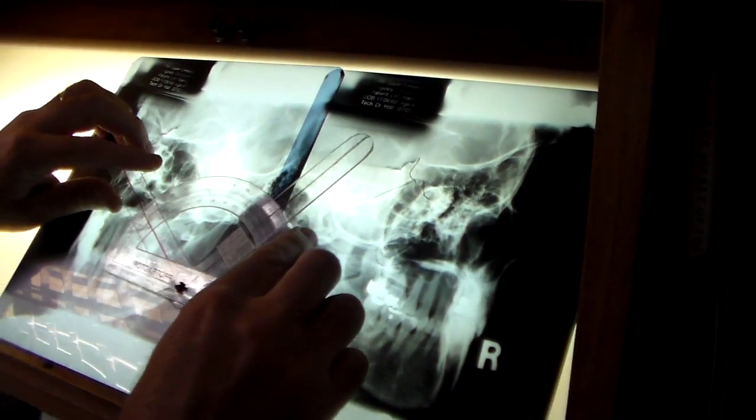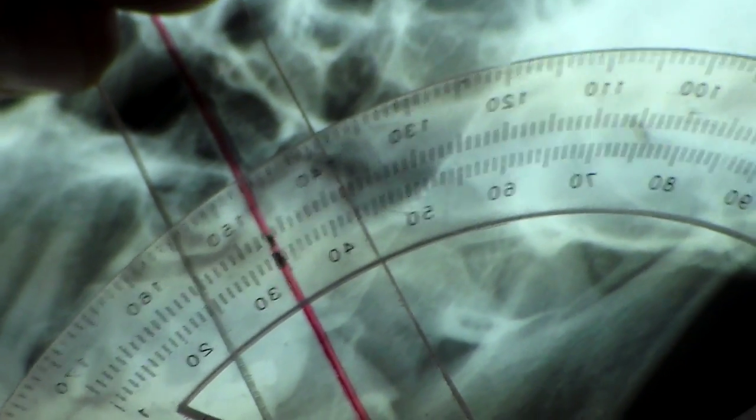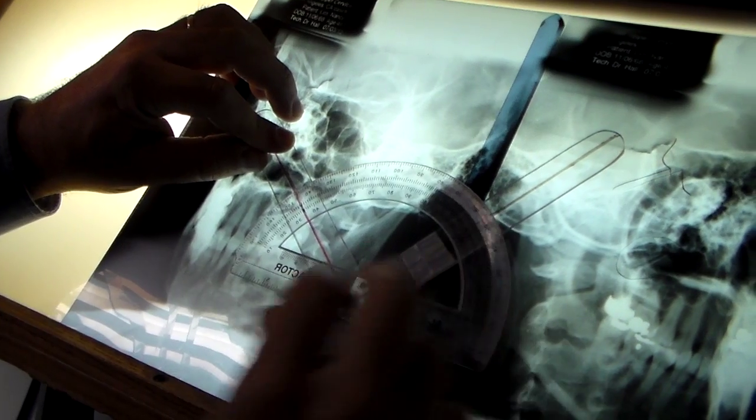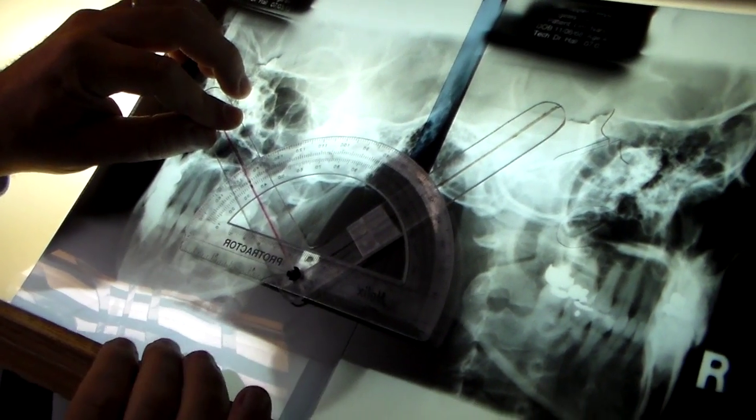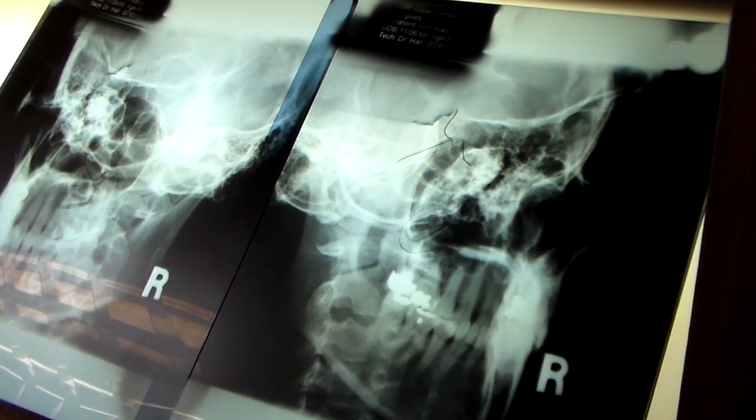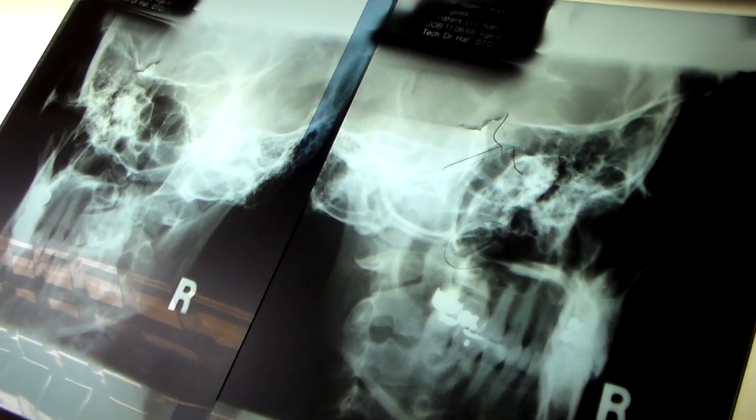So we'll come in here with our protractor and we'll put that red line along the slope and the horizontal base of the protractor at the horizontal 0 line. And this slope angle happens to be at 34 degrees. So the left slope angle on this particular patient is 34 degrees.